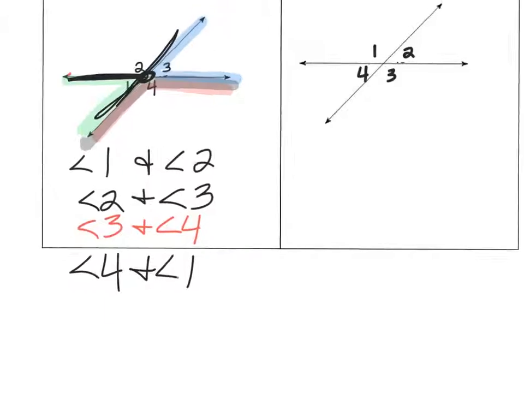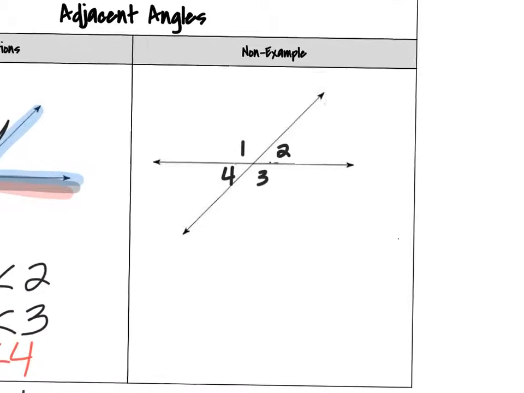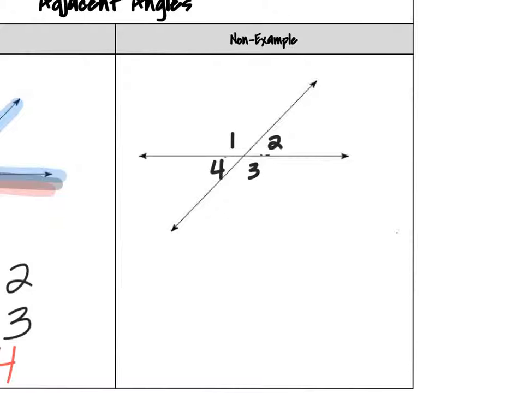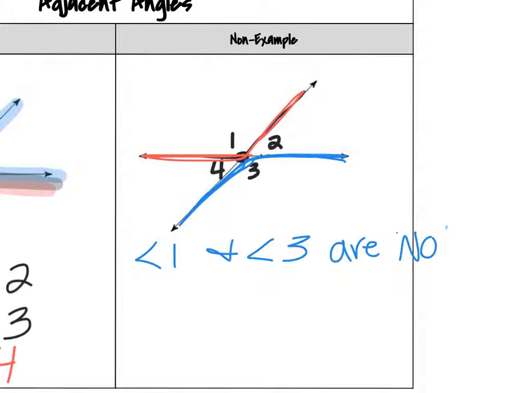Now let's go over to a non-example. So name two angles that are not adjacent. If I look right here, angle 1 and angle 3, although they share a common vertex in the middle, they do not share common sides. Let me do it in a different color. They don't share any common sides. So angle 1 and angle 3 are not adjacent.